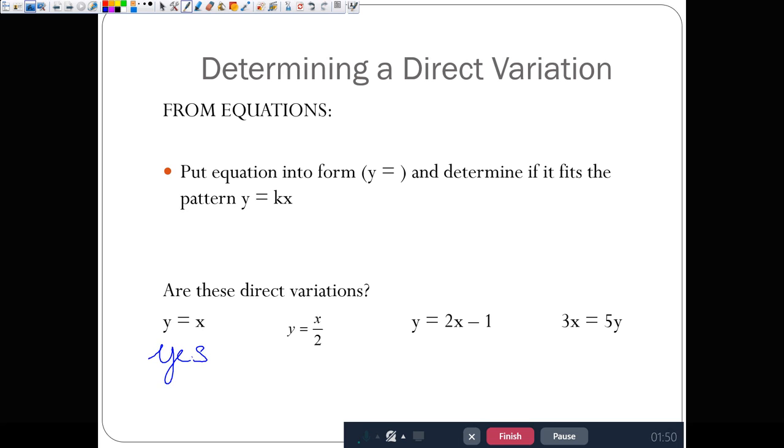All right, so the next one is y equals x over 2. What's in front of x? 1. So this could be rewritten as y equals 1/2 x. So is this in the form of y equals kx? Yes.